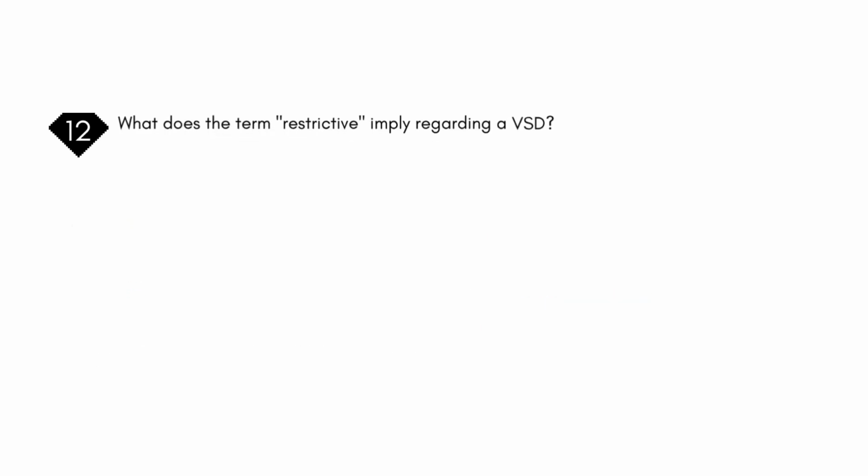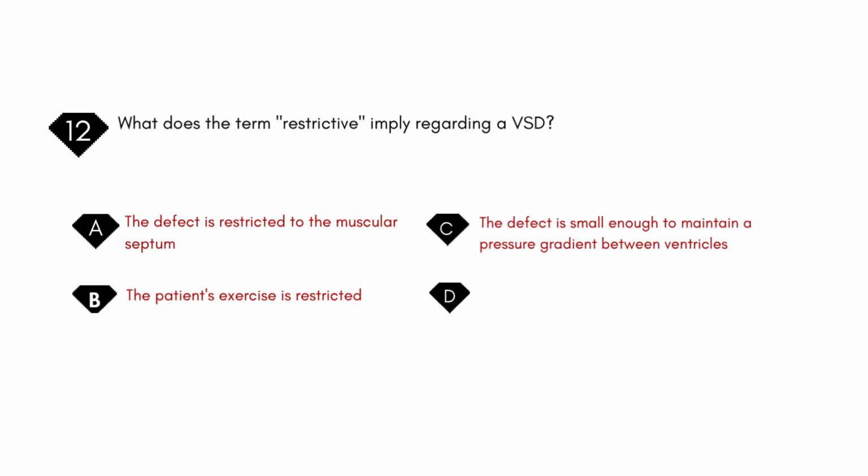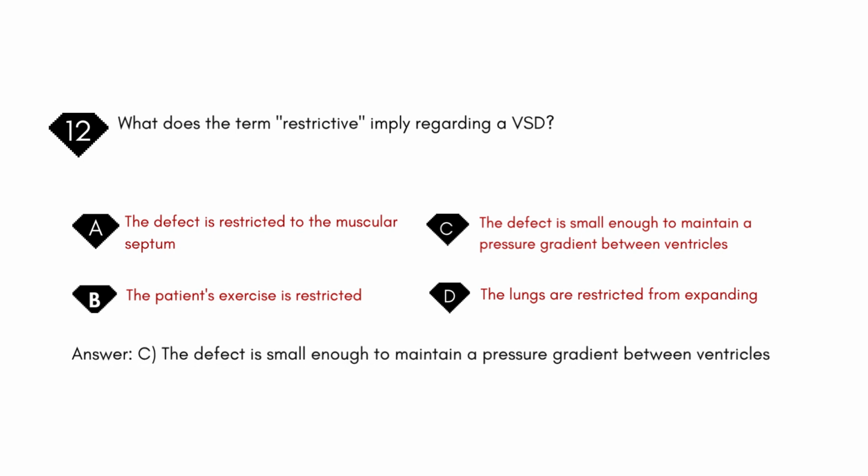What does the term restrictive imply regarding a VSD? A. The defect is restricted to the muscular septum. B. The patient's exercise is restricted. C. The defect is small enough to maintain a pressure gradient between ventricles. D. The lungs are restricted from expanding. Answer: C. The defect is small enough to maintain a pressure gradient between ventricles.